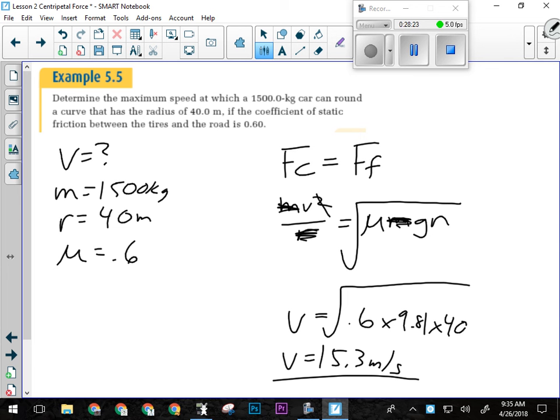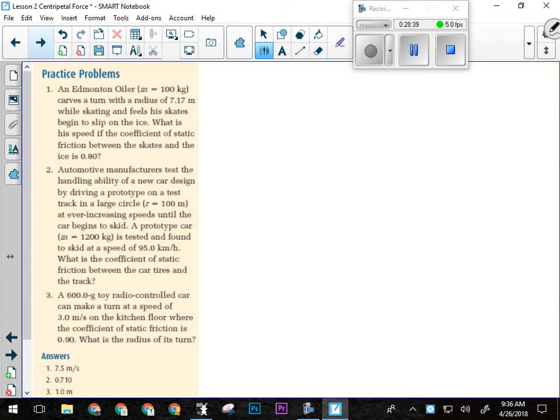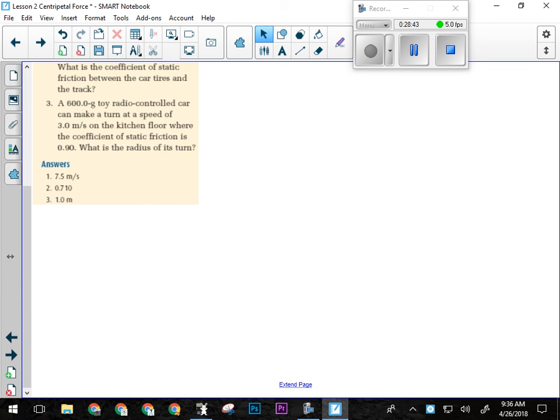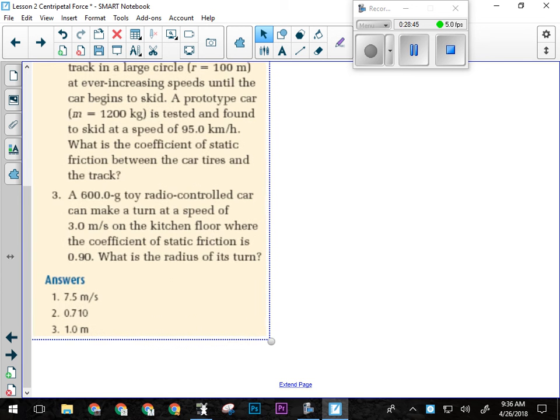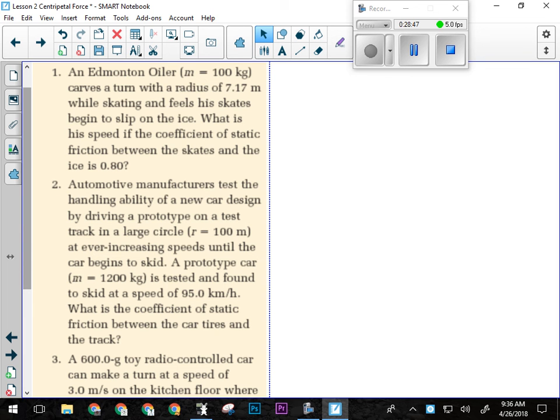Everybody all right with how that one works? That's going to be a lot of this unit, figuring out what the centripetal force is, setting the formulas equal, or having to do a net force calculation where Fc is the net force and it's this force and this force. Very similar to what we did before. So I'm going to blow these ones up so they're a little bit bigger. Give 1 and 2 a try for right now.